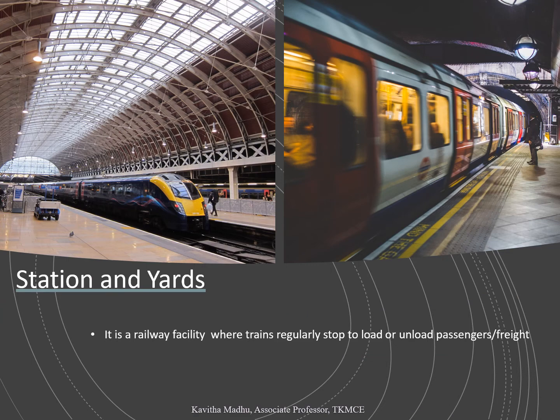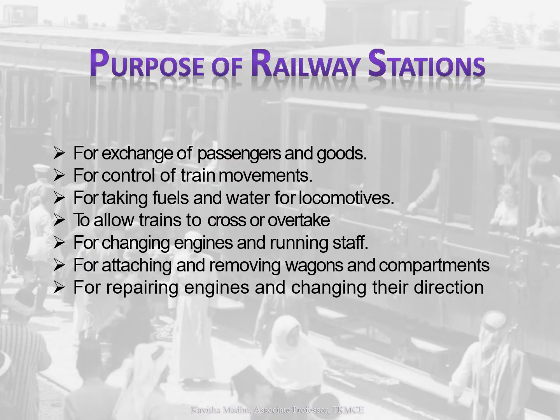Railway station: it is the facility where trains regularly stop to load or unload passengers or freight. A railway station is a selected place on a railway line where the train halts for one or more of the following purposes, as discussed here. It is used for the exchange of passengers and goods. Also, the control of train movement is done from the station or yard. It also enables trains moving on a single line track to cross from the opposite direction.